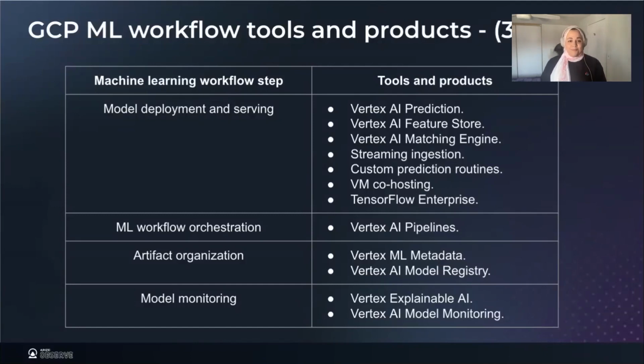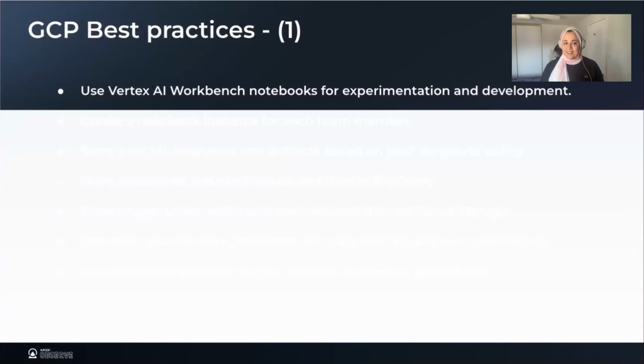Of course, some of the Vertex AI tools are overlapping in multiple steps. I think this is a good thing. If one tool can do multiple steps in the workflow, why not, right? Next, we will be looking into GCP best practices. Those are not all the best practices, but I gathered some important points that I found relatable to my professional experience, so I feel that they are important to know. So let's get started.